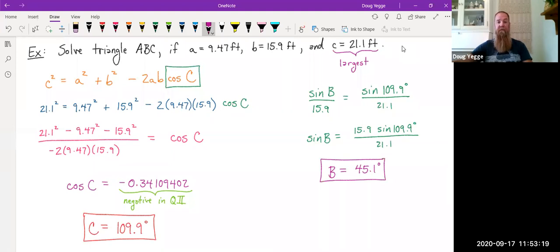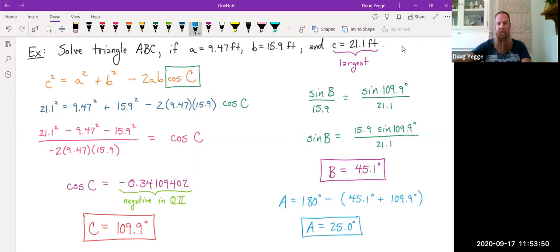And so now to find angle A, since we already have two angles, that's where we could just say that angle A is 180 degrees minus the sum of each of those other two. So we have 45.1 degrees plus 109.9 degrees. And when we subtract those, we find out that angle A is going to be equal to 25.0 degrees.